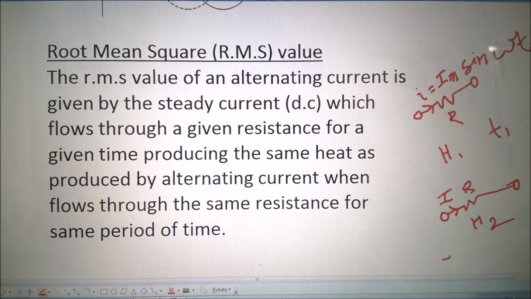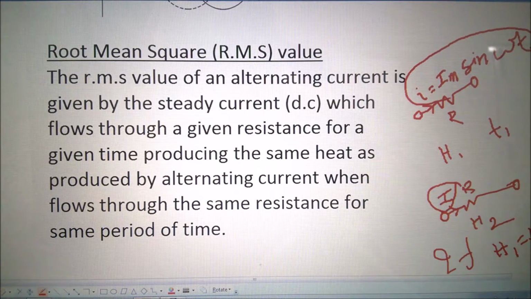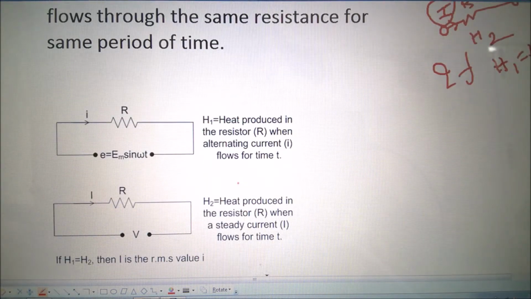If H1 and H2, both the heats for the AC flow of current and the DC flow of current, are the same, then this steady current I will be called the RMS value of this alternating current. That is the interpretation.